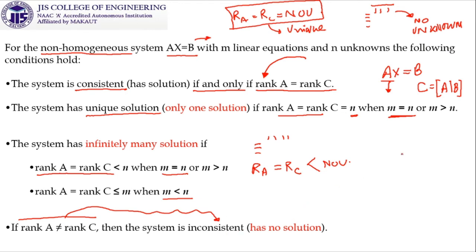So this is the interrelationship between consistency of a system of linear equations with the rank of the augmented matrix and the coefficient matrix. This is a very strong relationship of consistency and rank, or you can say this is a very strong application of rank of a matrix in the field of solution of systems of linear equations. So let us move forward.